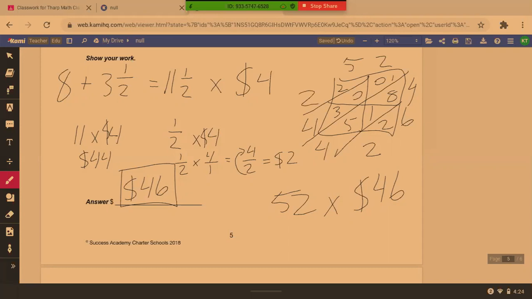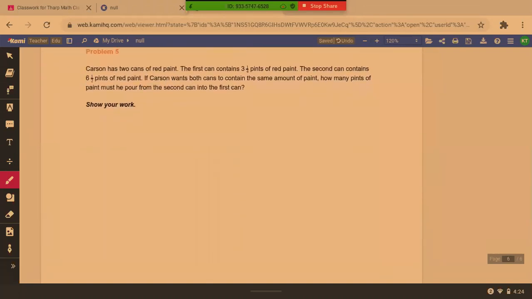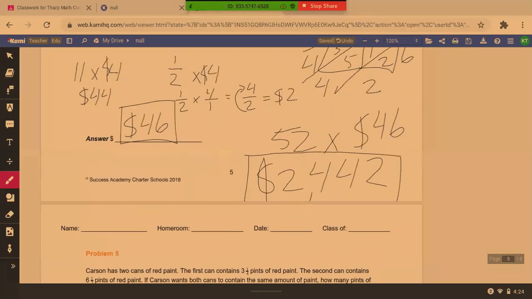Okay, what? This kid is making $2,442 a year? Oh my goodness. That's crazy. Is that realistic? I don't know. Ask your parents if they'd be down to pay you $46 a week.